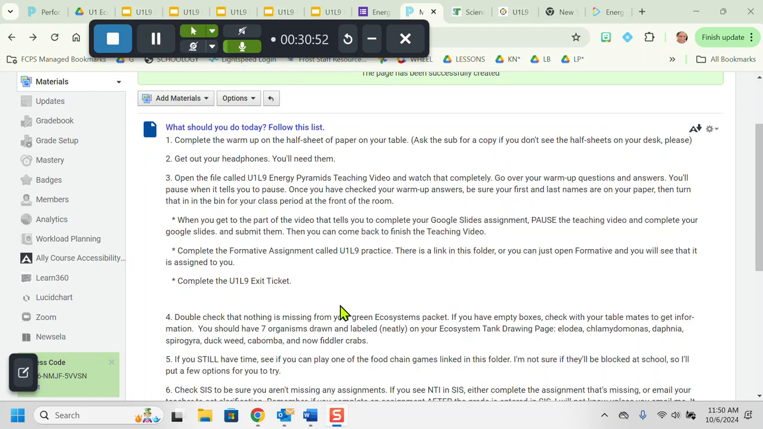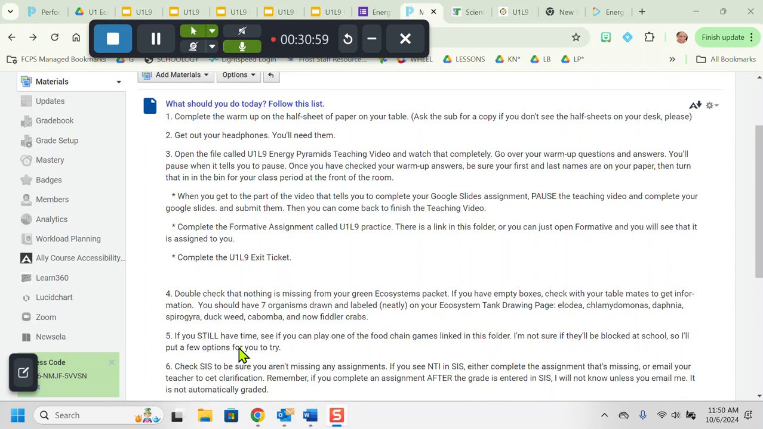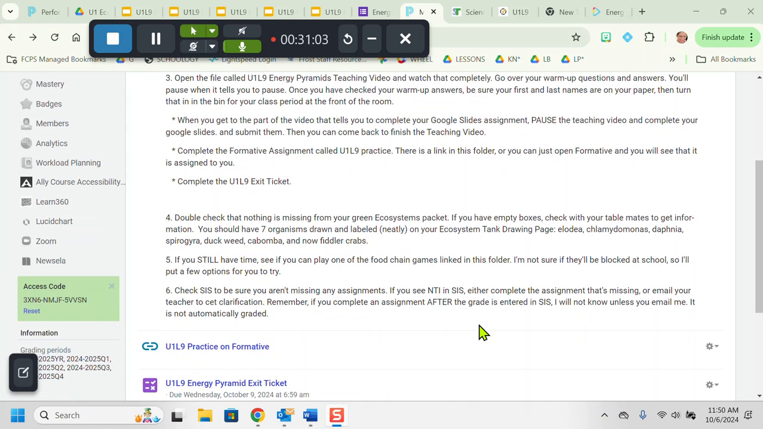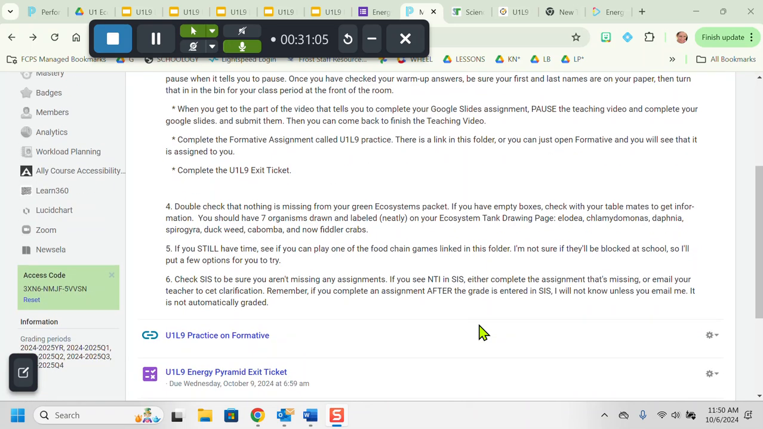All right, and for the record, I have now fixed where I accidentally said duckweek. I have retyped that so it says duckweed. That is going to be one of your 7 organisms that you have drawn on your ecosystem packet.